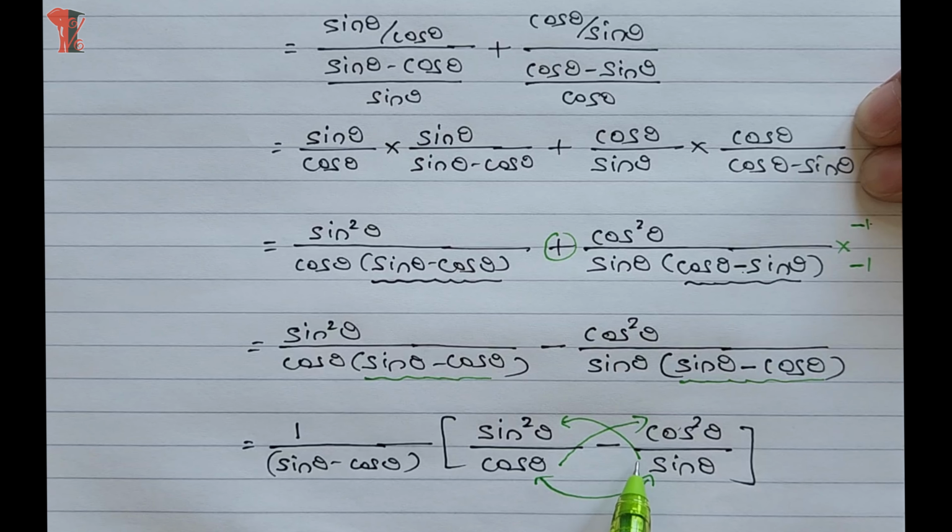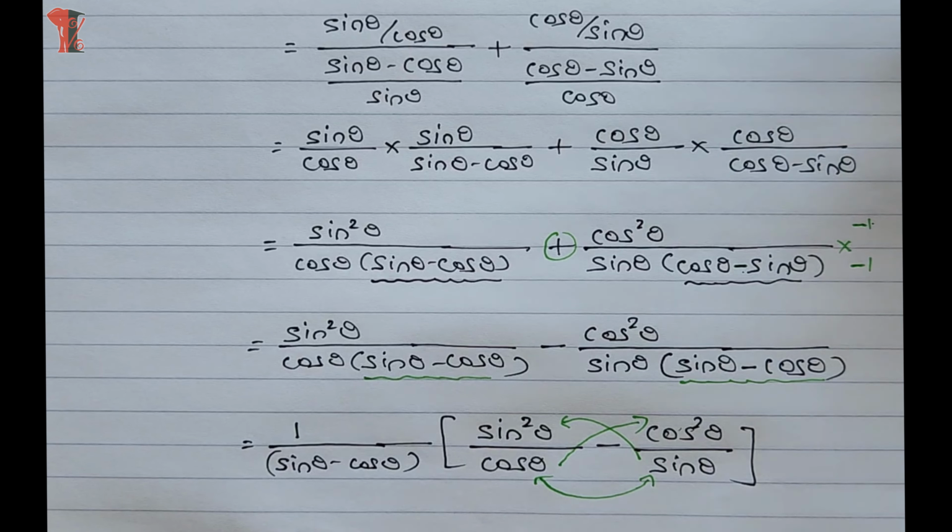Now you see the direction of the arrow mark is this way, right? So sine will go here and get multiplied, cos will go here and get multiplied, and the denominators both will get multiplied. So that's the logic behind that.